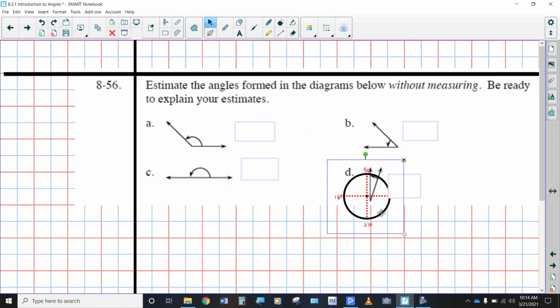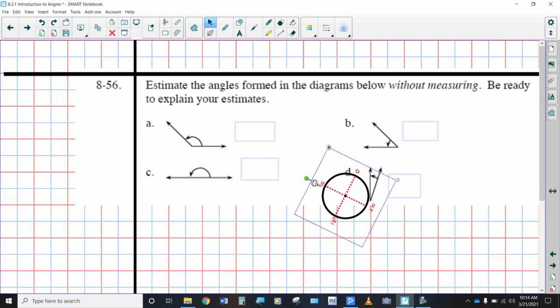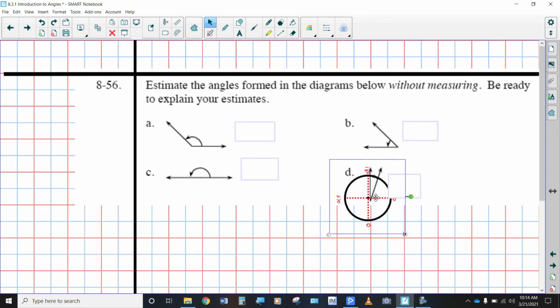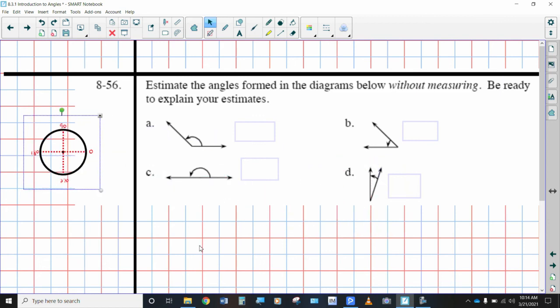And then, ooh, this one's going to be a little tricky. Let me rotate this. Actually, I'm going to rotate it like this. Let's do it like that. So one of those rays would point, so that would be like 0. So what would this one have to be? It's clearly not going to be like 160 or 150. It's got to be something closer to 20 or 30. Okay? So make your decisions on all of those.